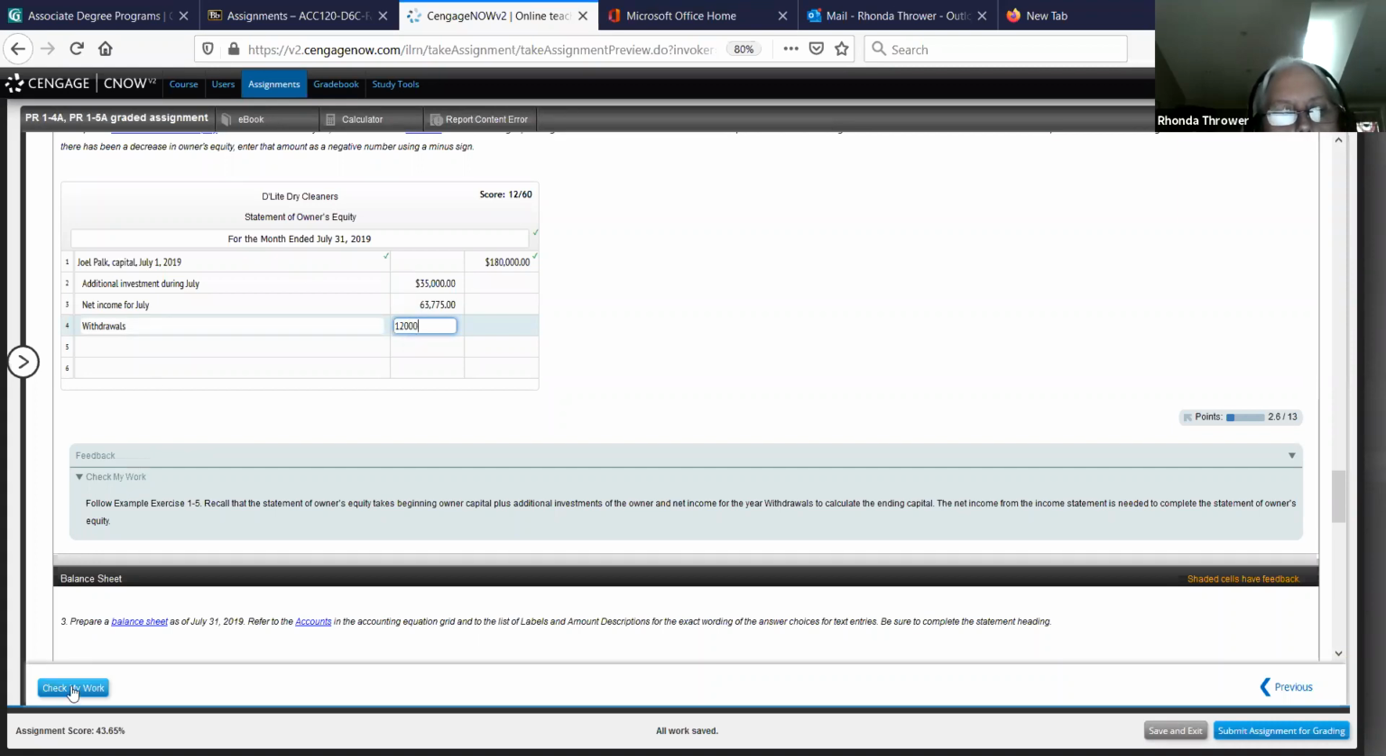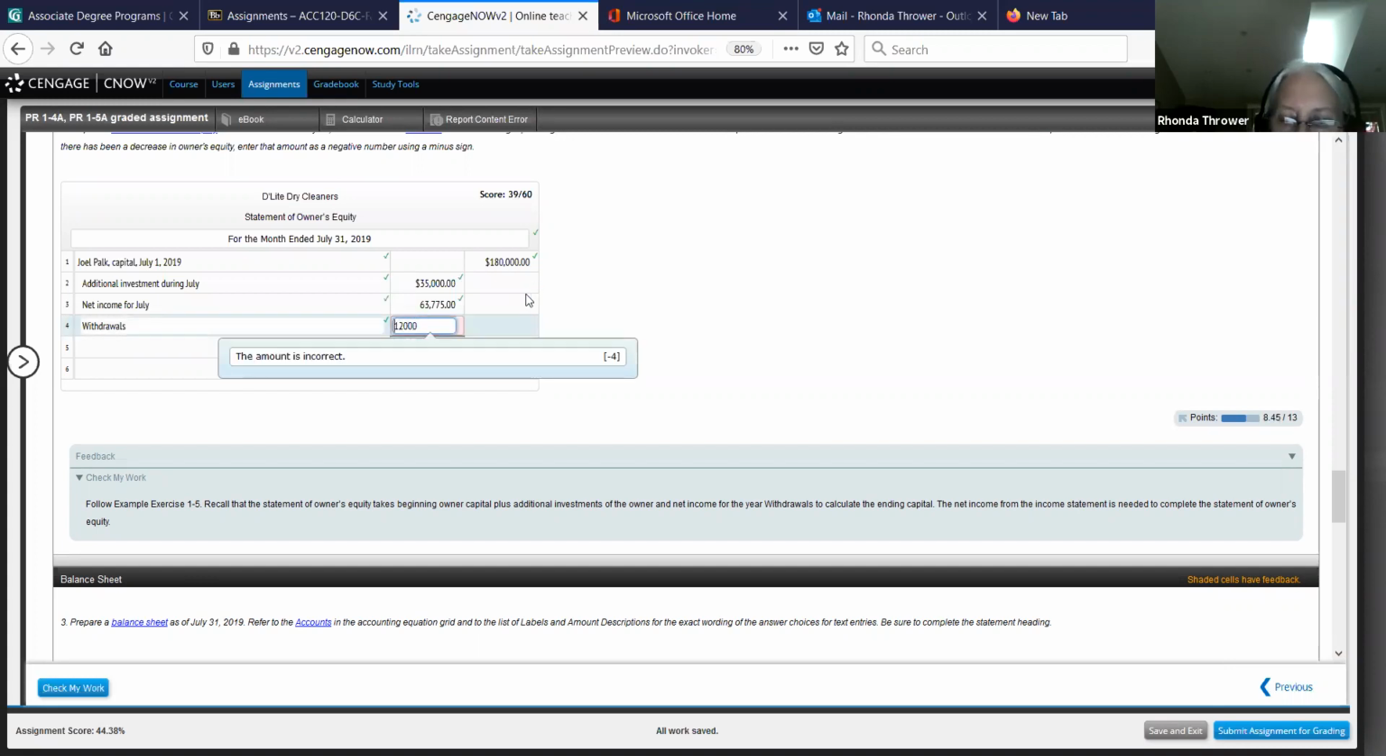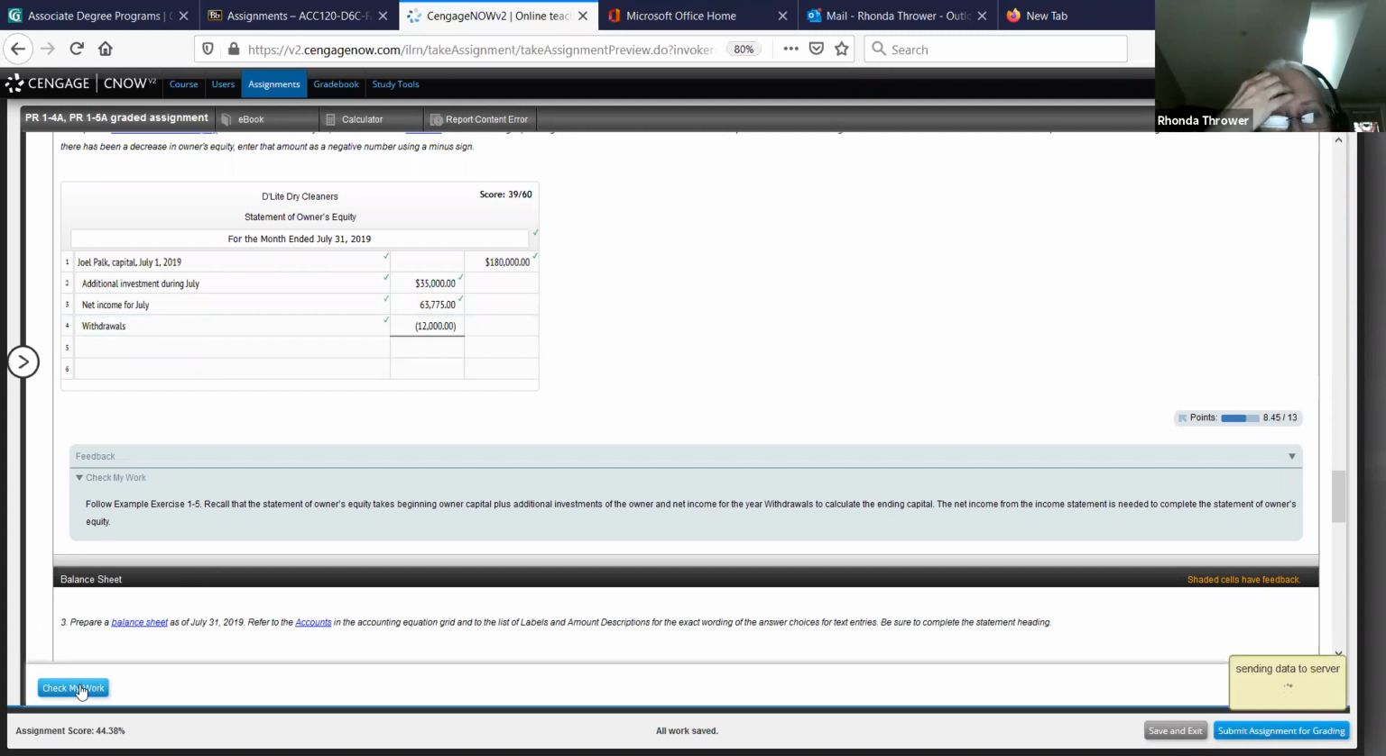Now I'm going to check my work here because I want to see something here. You see how this turned pink? It didn't like that. And the reason it doesn't like this, class, is you must put a minus sign in front of it to show that it's a negative 12,000. And when you do that, it'll put it in parentheses and it makes it correct. So make sure you put a minus sign in front of this 12,000 so you'll get those parentheses there.